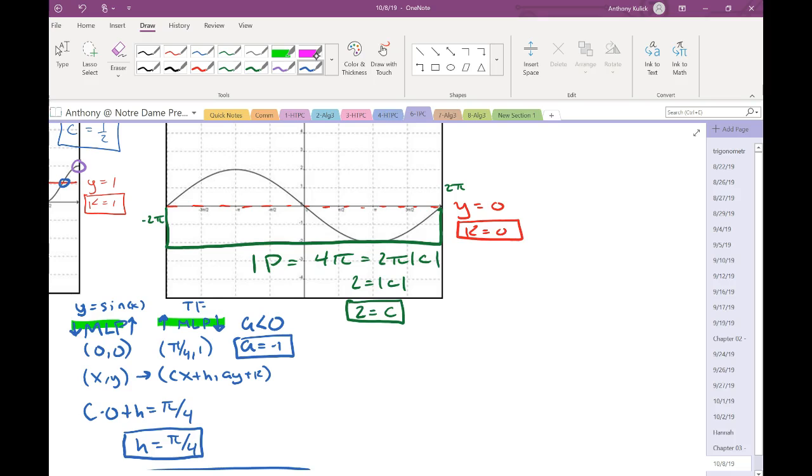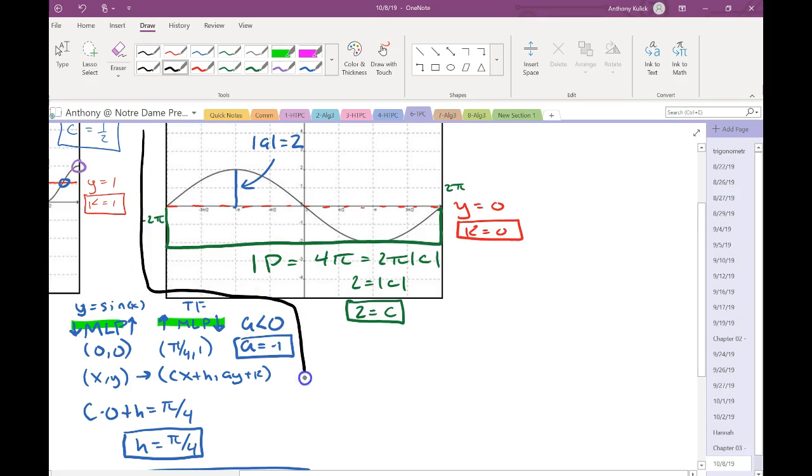Next, let's figure out our amplitude. The amplitude is the distance from the midline to an extrema. So that's my amplitude. How far is that? 2 units. So now we've figured out everything that we can that's not specific to whether we're using a sine or cosine function.